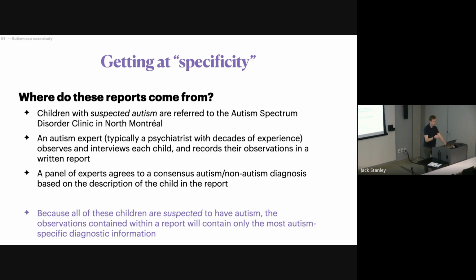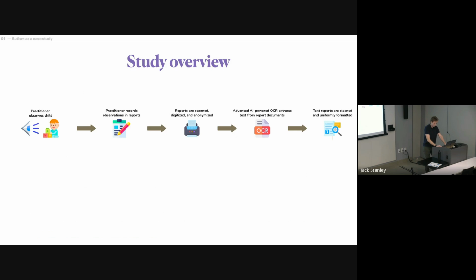And this is important to stress here, because all these children have been suspected to have autism when they arrive at the clinic, the observations that are contained within each report will contain only the most autism-specific diagnostic information. So this is not comparing children with diagnosed autism to children who are neurotypical. It's comparing children with autism to children who have been suspected but eventually ruled out by the diagnostic process to have autism. So this is a brief overview of the data collection protocol.